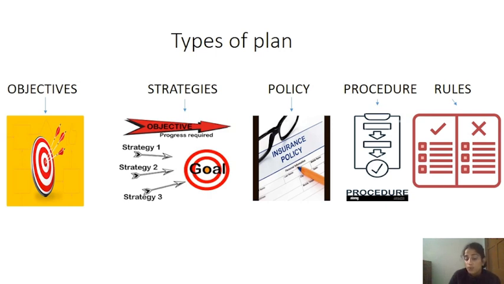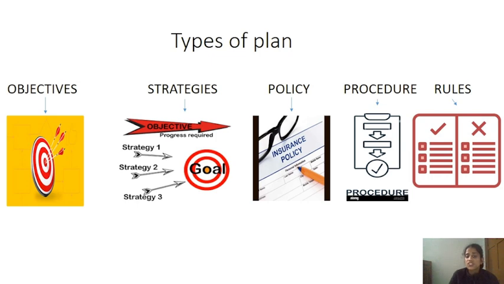Number three is policy. Policies are the guidelines of the company. Guidelines means these are the guiding factors. For employees, what will be the casual leave, what will they wear on particular days, what will be the provident fund of employees, is this optional or not. This will come under policy.